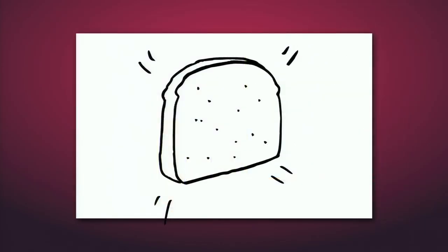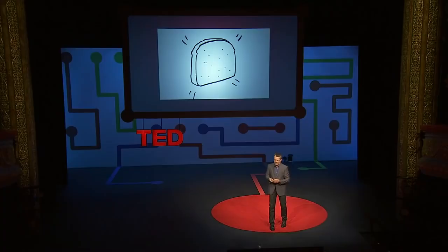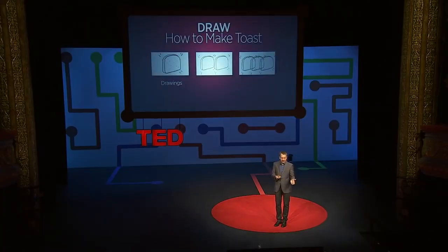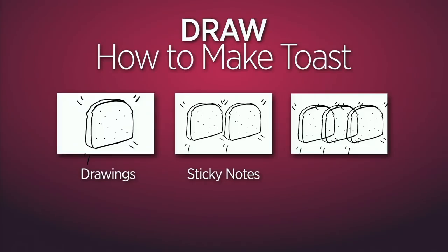So though we may not be skilled at drawing, the point is that we intuitively know how to break down complex things into simple things and then bring them back together again. So this brings us to our second part of the exercise, which is how to make toast, but now with sticky notes or with cards.